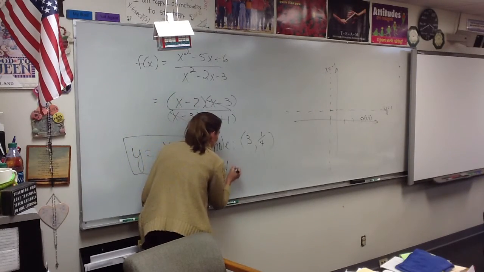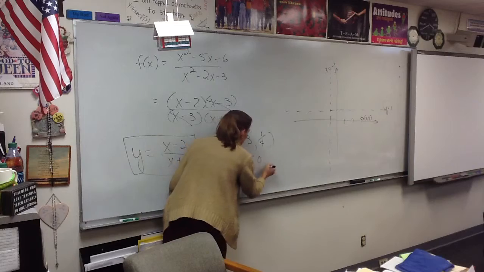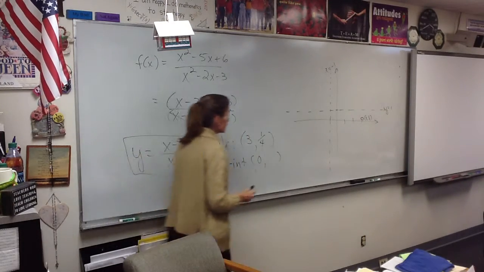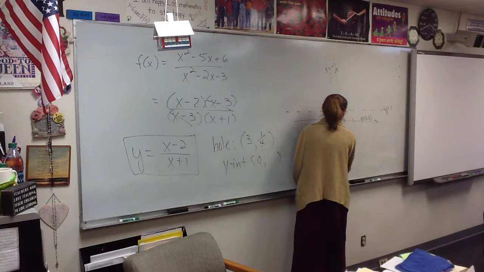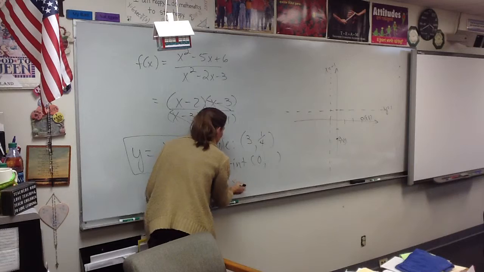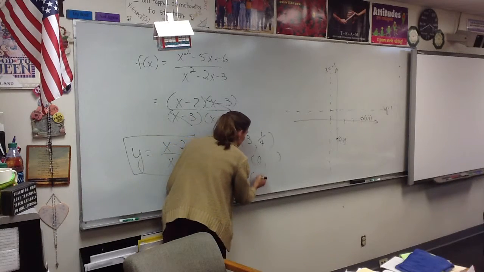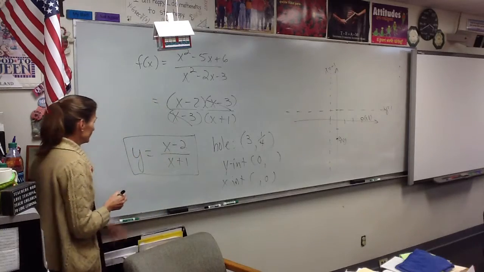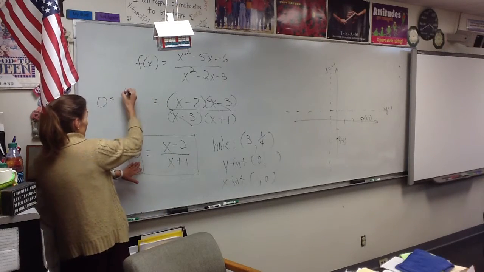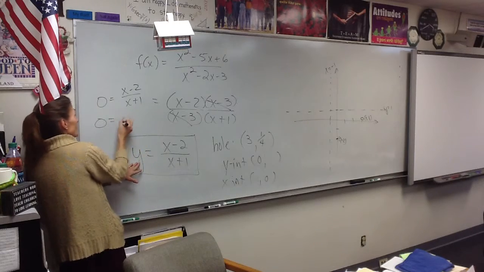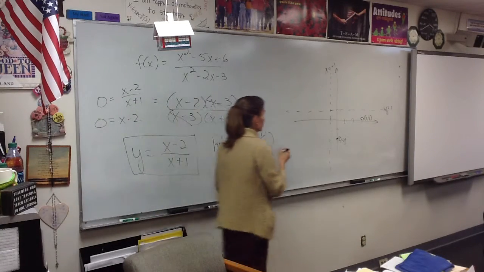Y-intercept. If you let x be 0, you get -2. X-intercept. Oops. If you let y be 0, multiply, still have 0, so x equals 2.